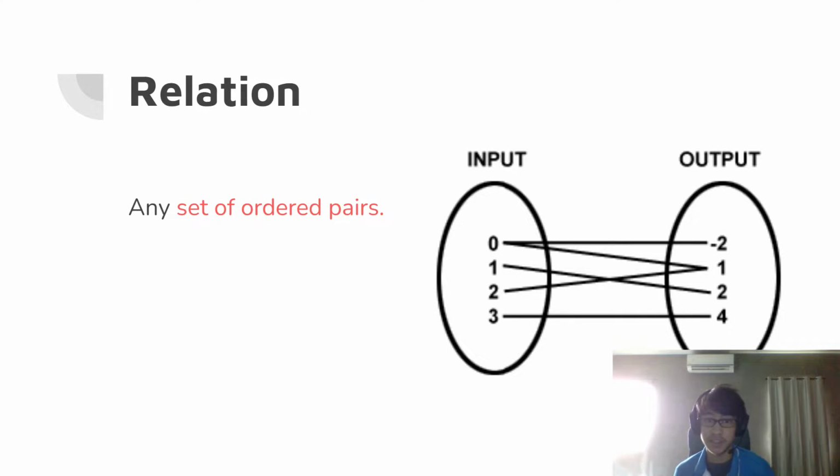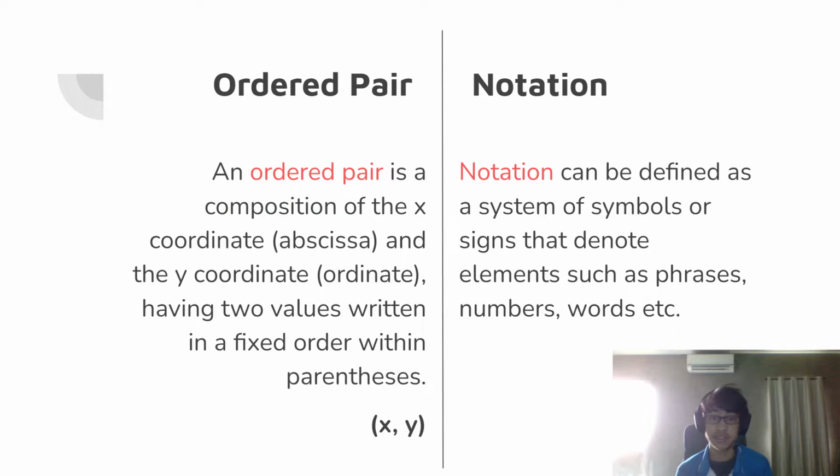But what is an ordered pair? Well, an ordered pair is a composition of the x coordinate and the y coordinate, having two values written in fixed order within the parentheses. So x and y. And for learning's sake, we'll need to know this later in the discussion. A notation can be defined as a system of symbols or signs that denote elements such as phrases, numbers, words, etc.